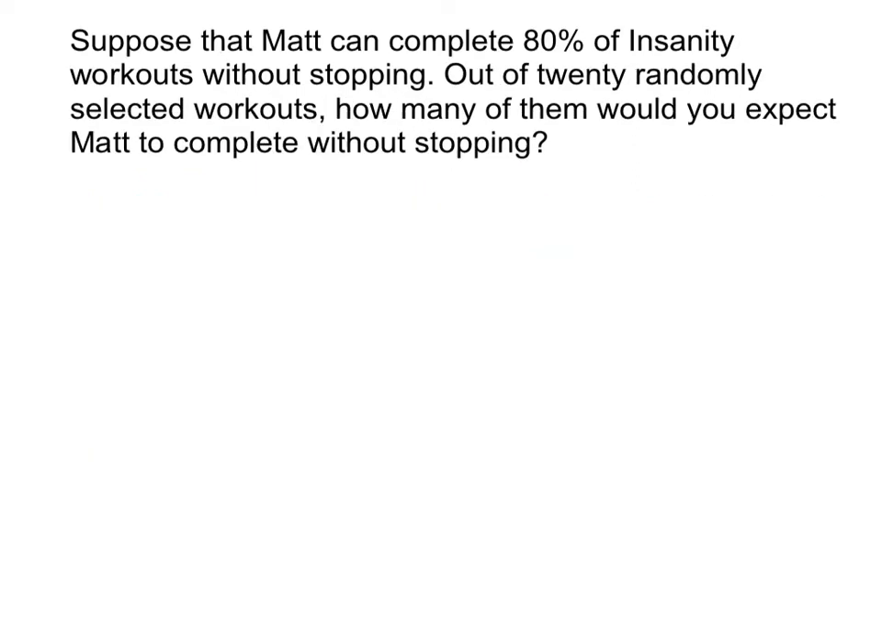So here we get the rest of the problem. Here's the setup that we had. Matt can complete 80% of insanity workouts without stopping. But here's a little more now. Out of 20 randomly selected workouts, how many of them would you expect Matt to complete without stopping? So first, let's get familiar with the setup. Out of 20, this means N is equal to 20. And remember, our probability of success is 80%.